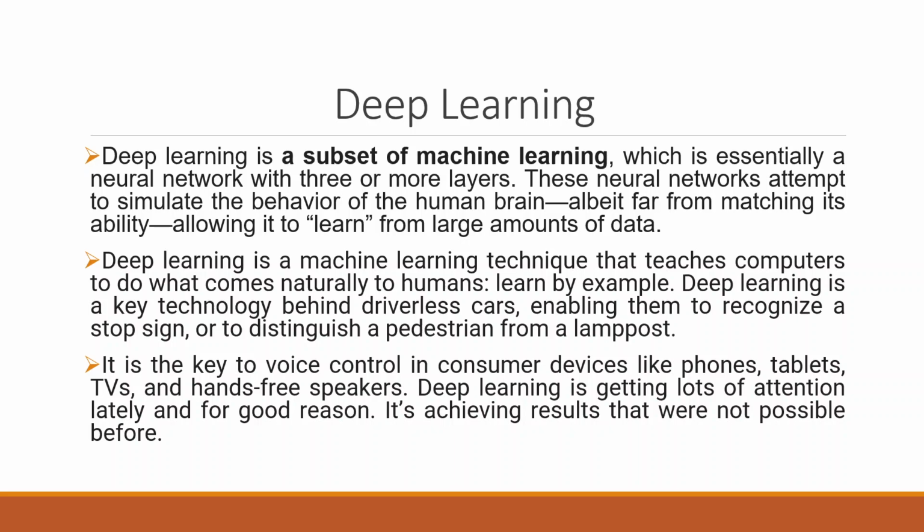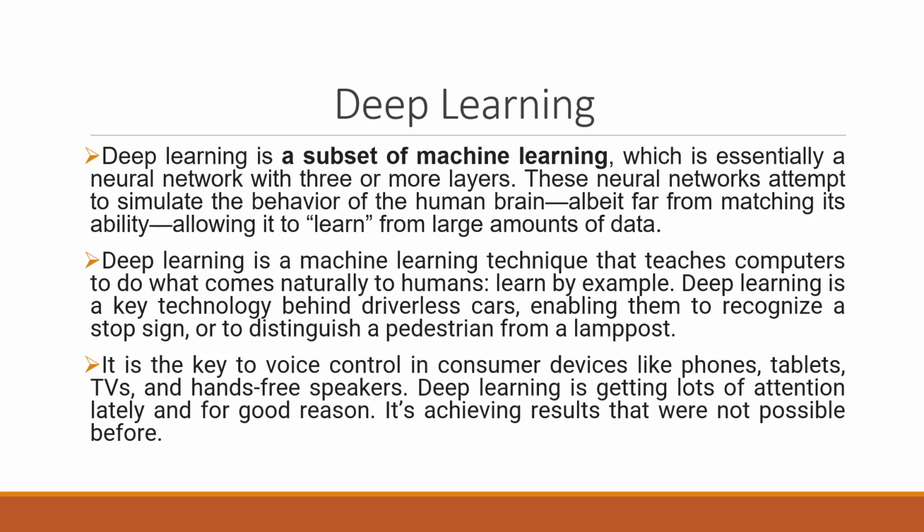Deep learning is a machine learning technique that teaches computers to do what comes naturally to humans, that is, learn by example. Deep learning is a key technology behind driverless cars, enabling them to recognize a stop sign or to distinguish a pedestrian from a lamppost. It is key to voice control in consumer devices like phones, tablets, TVs, and hands-free speakers. Deep learning is getting lots of attention lately, and for good reason. It is achieving results that were not possible before.